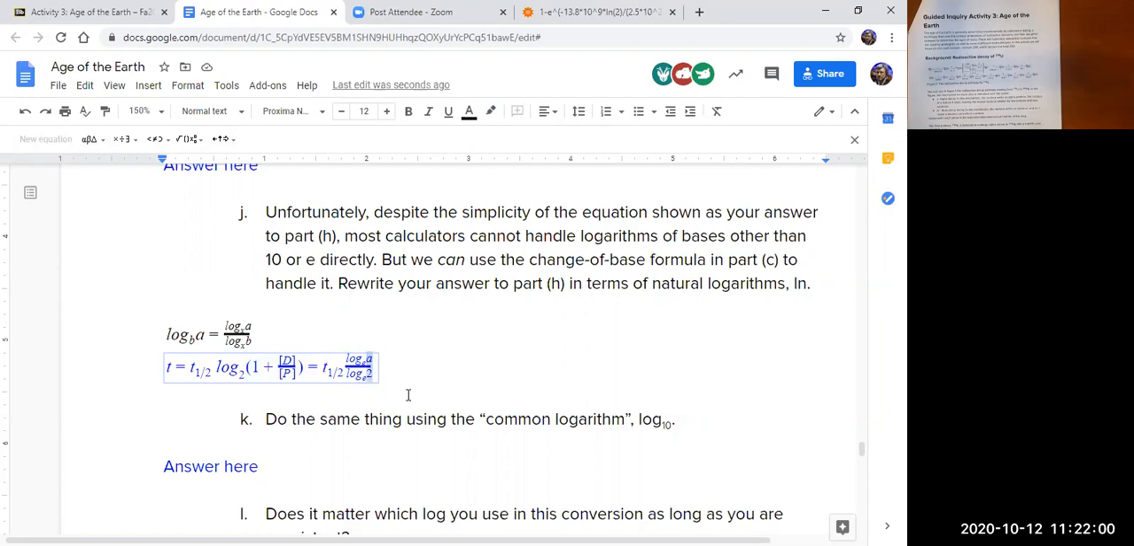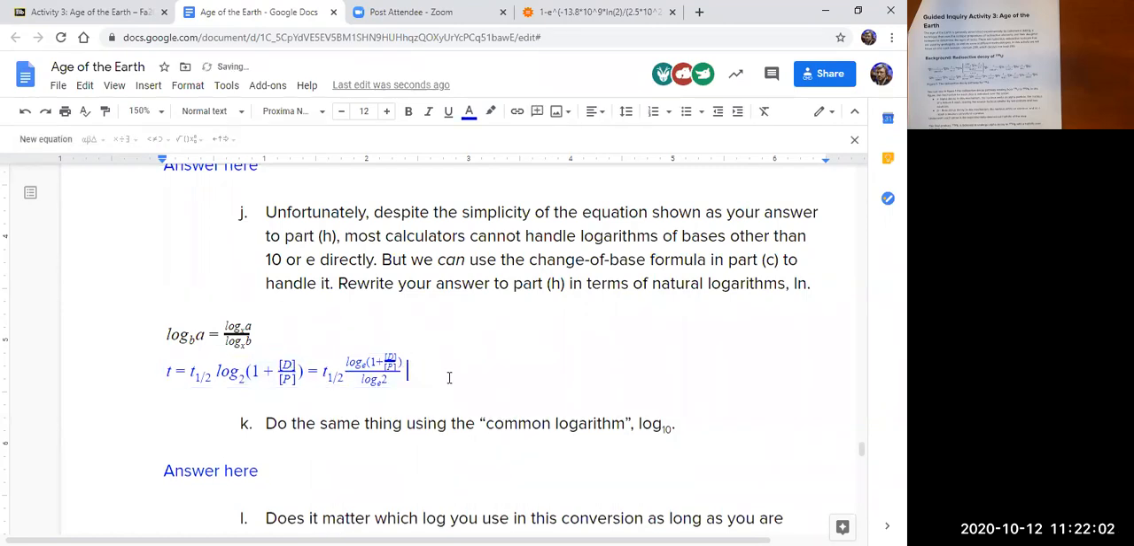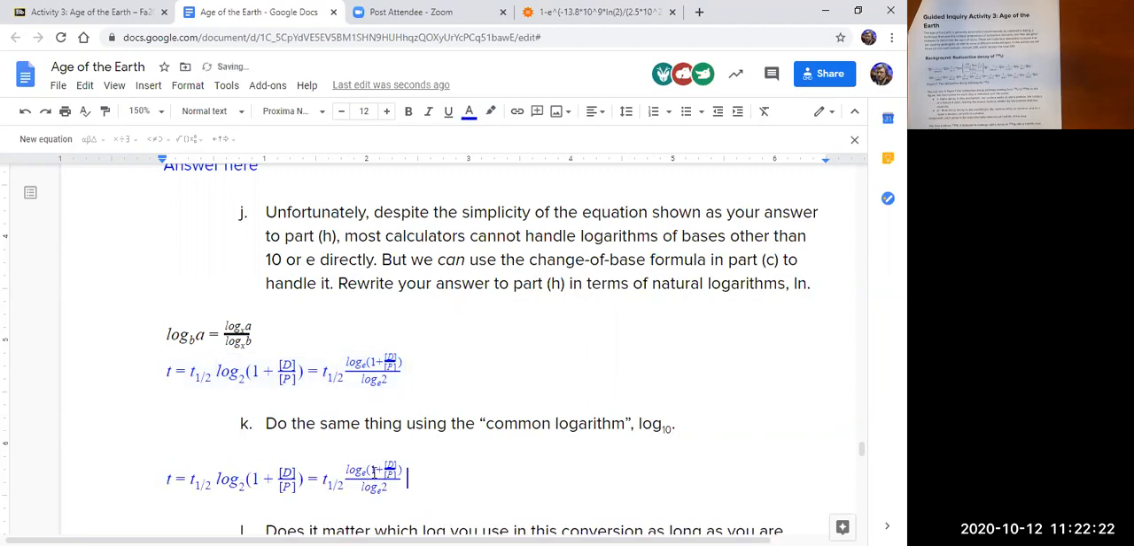There. And now we have an expression that can be plugged into a calculator, because calculators have the natural log button. This is the same as ln. Log base e is the same as ln. K is saying do the same thing, but just with log base 10. So that's a 10, that's a 10.